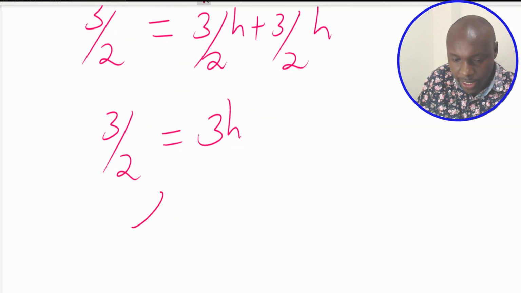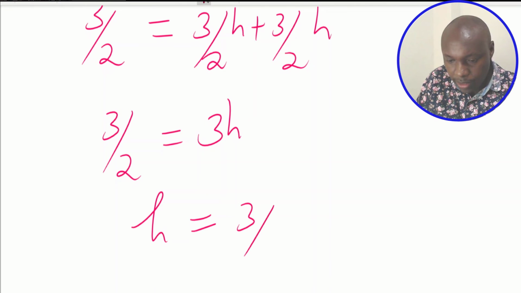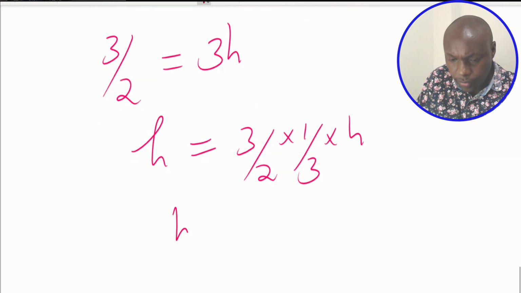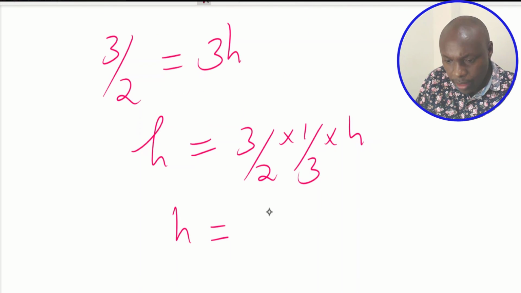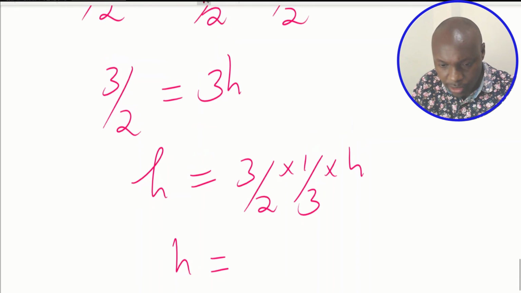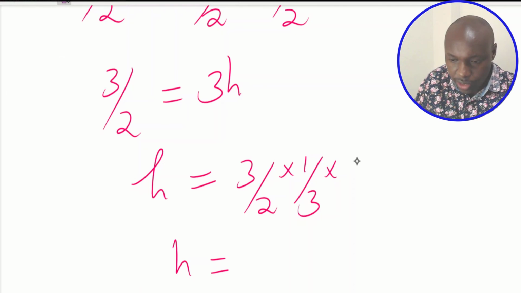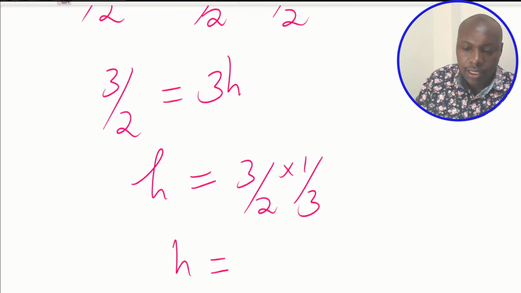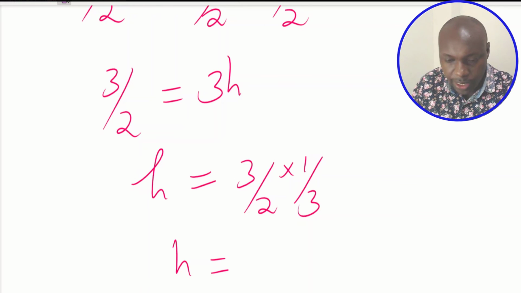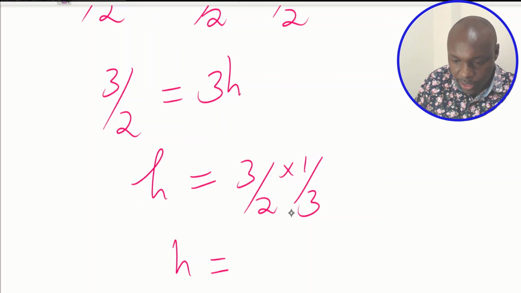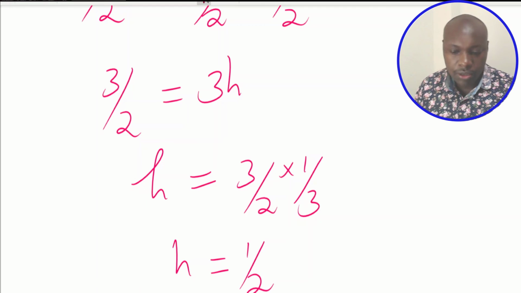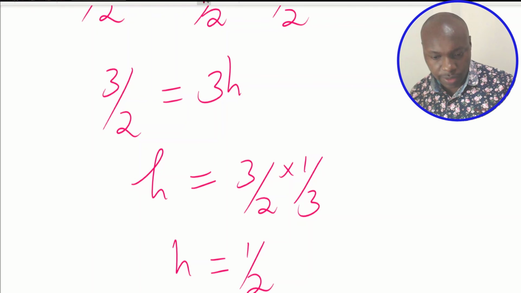So therefore H will be given by 3/2 times a third. Something is wrong here, there's no H on that side. I'm simply trying to solve for H, so multiplying both sides by the reciprocal of 3, which is 1/3, this is what you get. This will give a half. So H is equal to 1/2, or half.